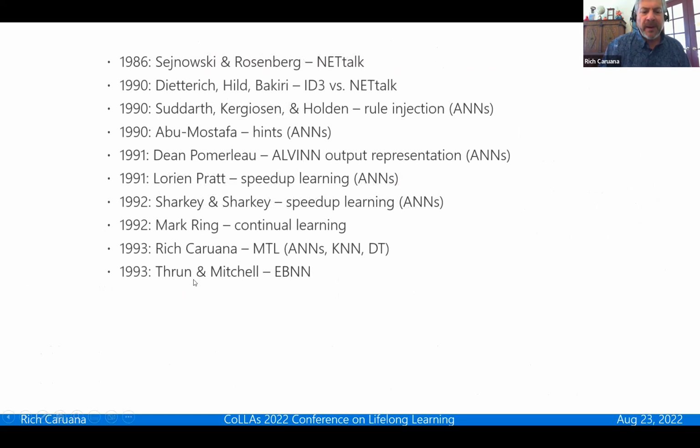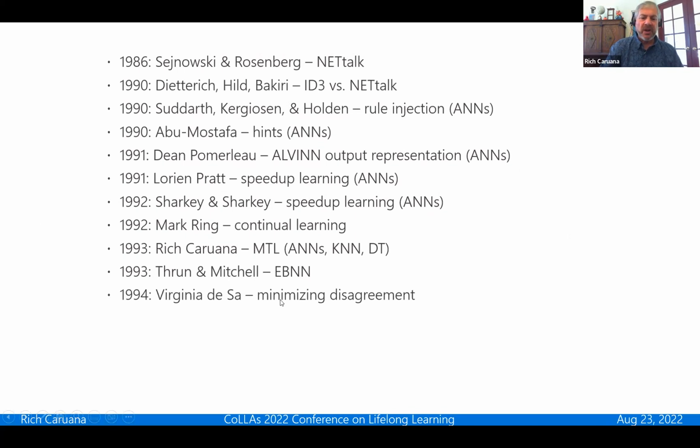And then about that same time, my advisor was Tom Mitchell, and Sebastian Thrun was in Tom's lab. They worked on EBNN, explanation-based neural nets. And this is where you basically had information about what the model should be learning, and you were able to inject that back into the model. And by doing that, sometimes get extra generalization accuracy out of the model.